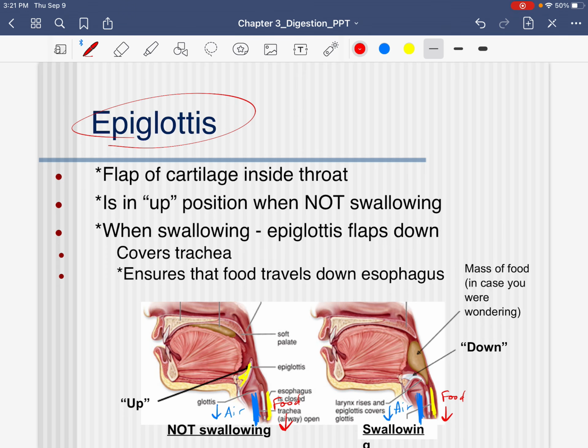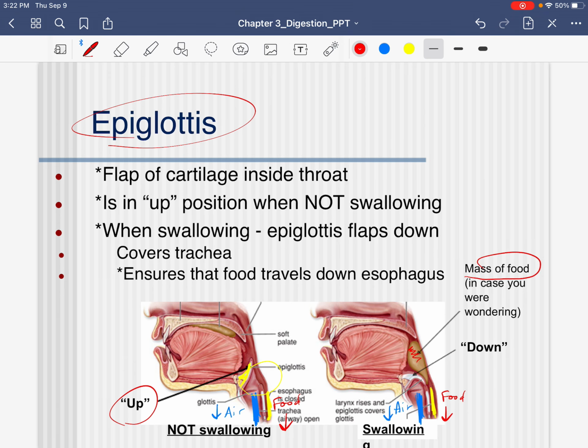When we are not swallowing, which is most of the time, even if you eat a lot, you're probably still not swallowing most part of the day. When you're not swallowing, the epiglottis is up. And that's fine. If we're not swallowing, we can keep both of these open. We don't have to worry about food going down the wrong pipe. So when we're not swallowing, the epiglottis is up. It's a piece of cartilage, it's flapped up, and air can easily make its way into the trachea.